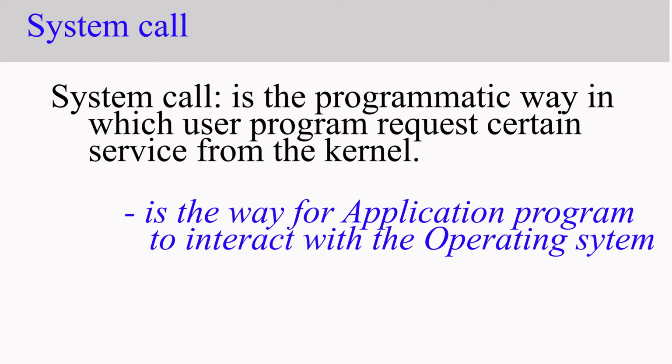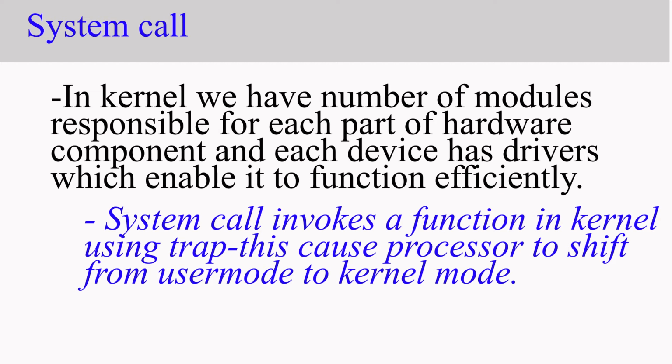Now, let's discuss what the system call is. Simply said, a system call is the way for an application program to interact with the operating system. A system call invokes a function in the kernel using a trap. This causes the processor to shift from user mode to kernel mode. So, by definition, we say a system call is the programmatic way in which a user program requests a certain service from the kernel.